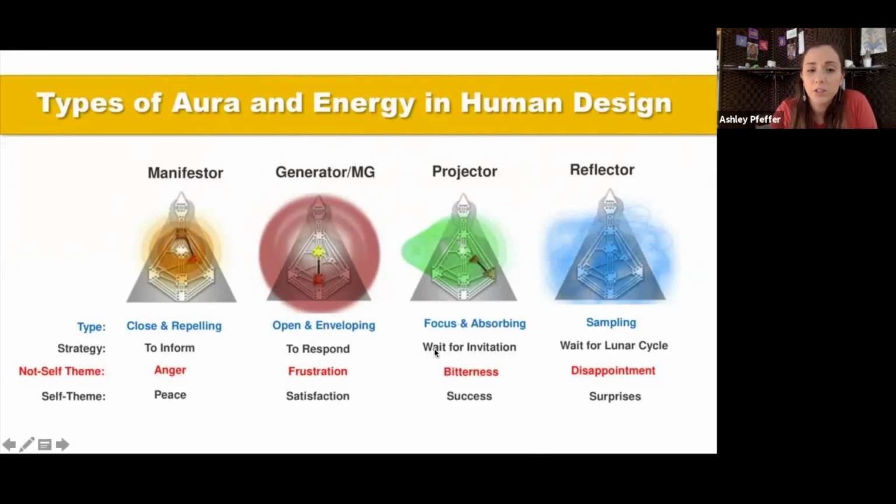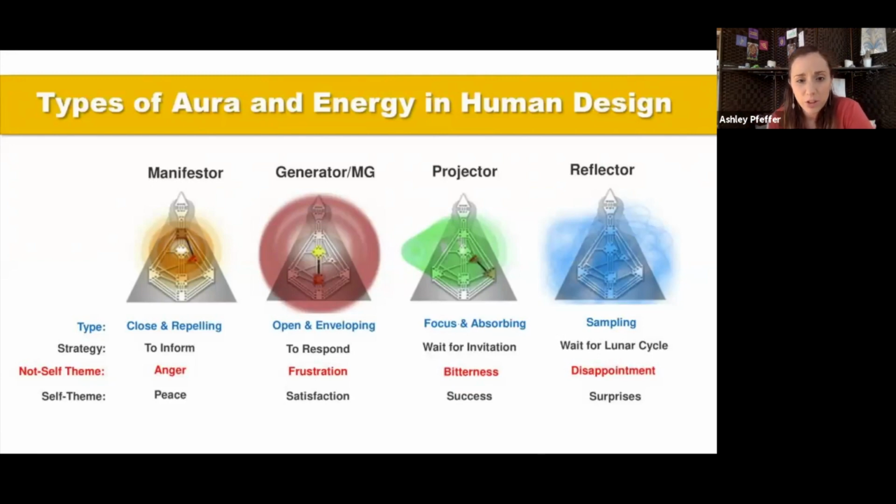This is your strategy, and this is what happens when you don't use your strategy. This is what happens when you do use your strategy. So bitterness, not self-success. It's very important for projectors to fight the urge to perfect, to guide, and really just wait for somebody to ask for that. And sometimes spirit and source is going to push you. You don't have to wait for a formal invitation or a verbal invitation. You might just get that pull, oh, they're pulling me to them.